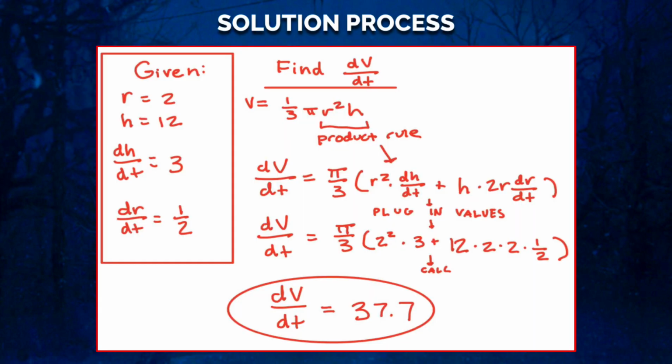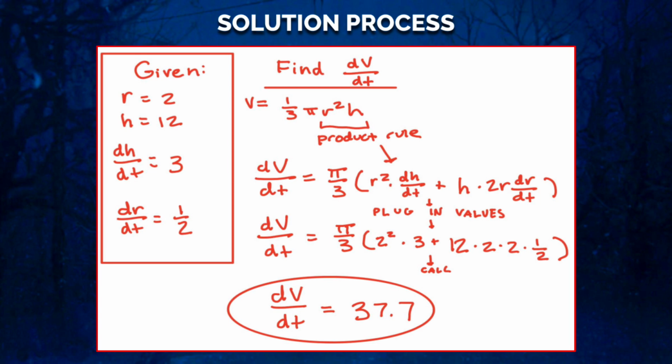So to solve this, we can see that we are given in the problem that radius was 2 meters, height is 12 meters, rate at which height is growing is 3 meters per second, and the rate at which the radius is growing is 1/2 meter per second. So to find the rate at which the volume is increasing, we need to find dV/dt. To do that, we're going to look at the original volume equation, and then find the derivative of that equation.